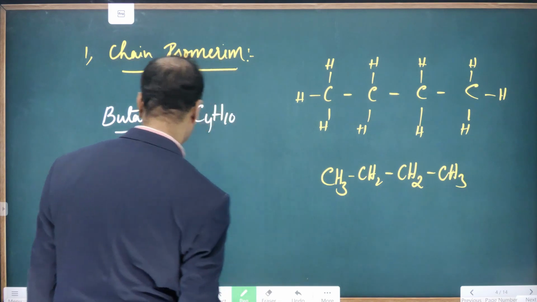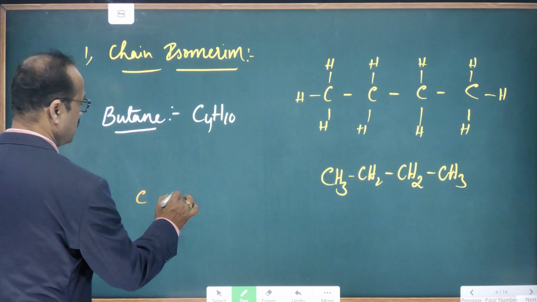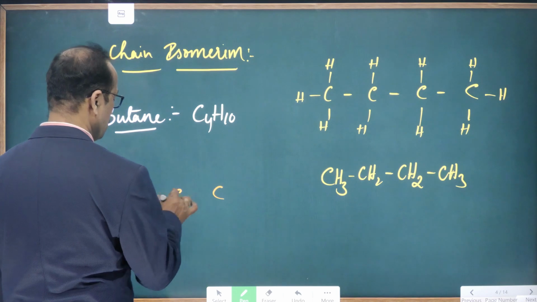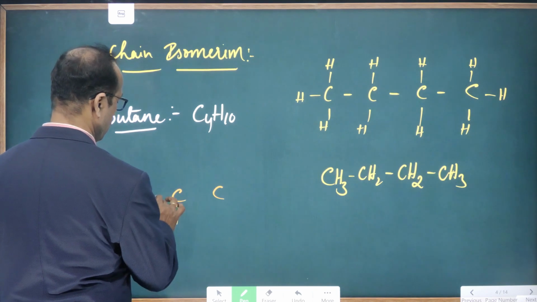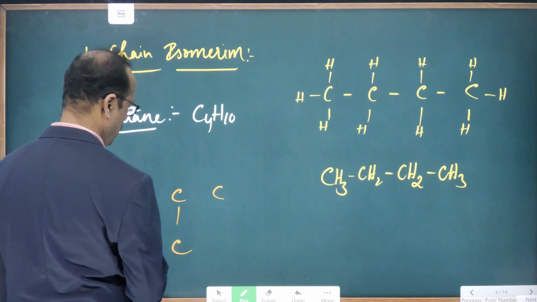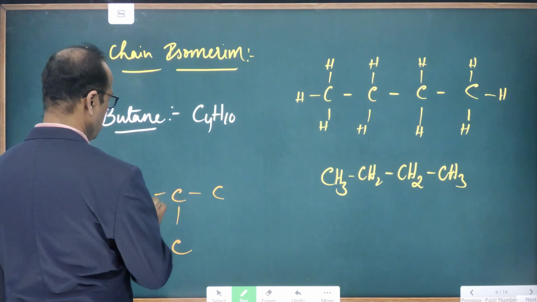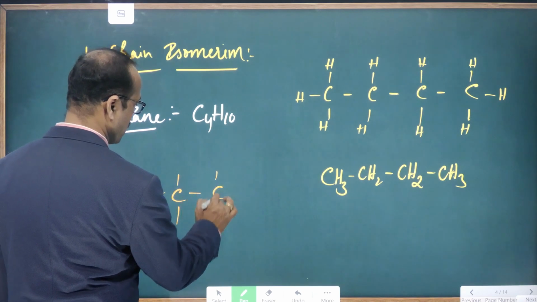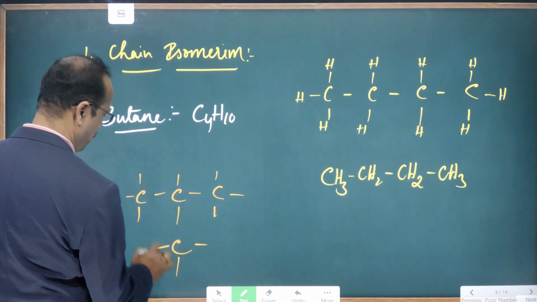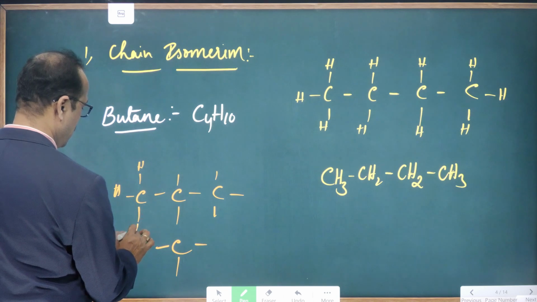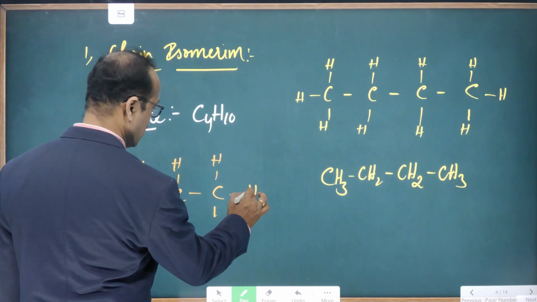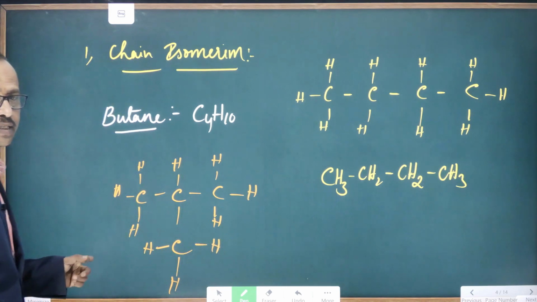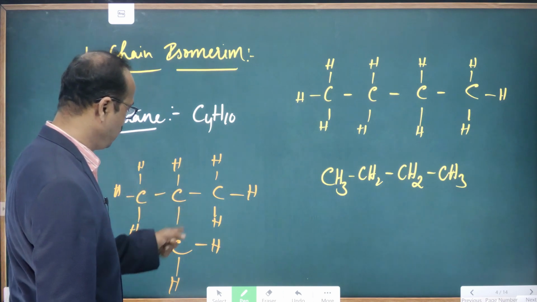Now see, I'll take 1 carbon, 2 carbons, 3 carbons. I'll take only 3 carbons here. Now I want a 4th carbon, so I'll put the 4th carbon here. Okay, 4 carbons with single bonds. Already 1, 2, 3 have come, so only 1 is needed. This has only 1, so 1, 2, 3. So 1, 2, 3, 4, 5, 6, 7, 8, 9, 10. So this is the structure: 4 carbons, 10 hydrogens.